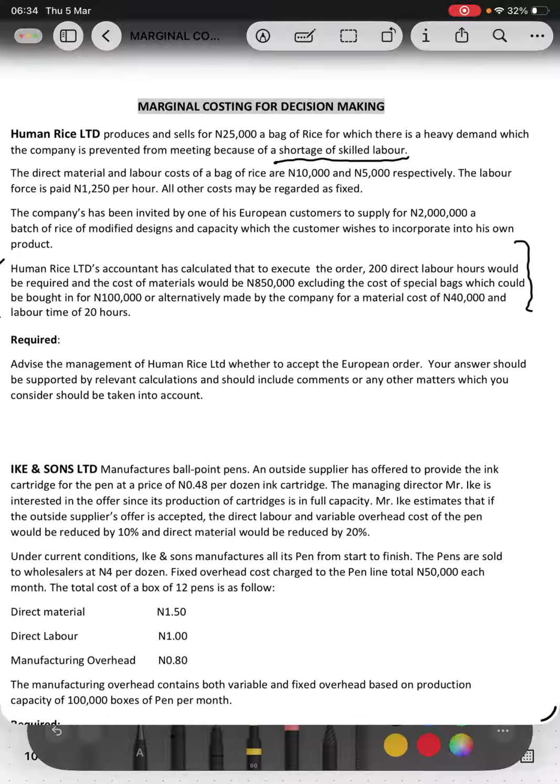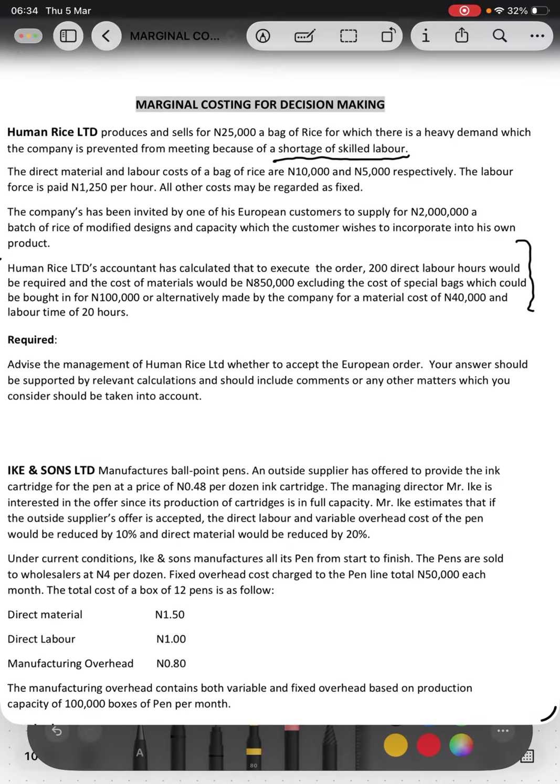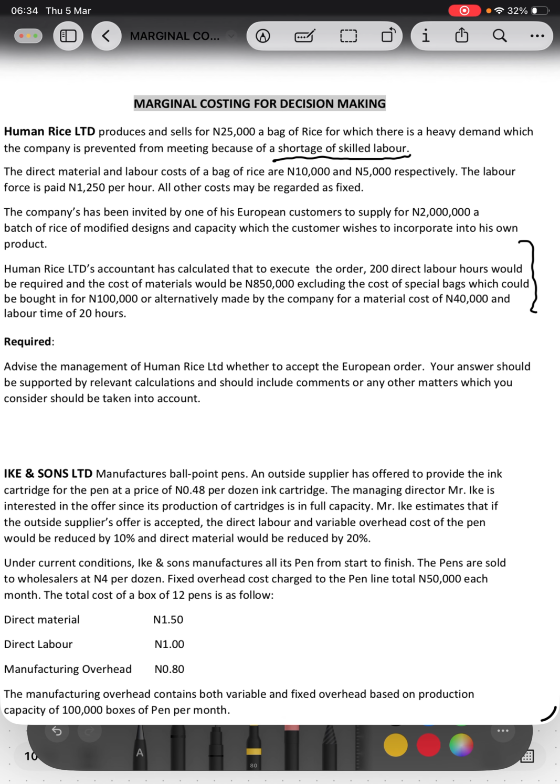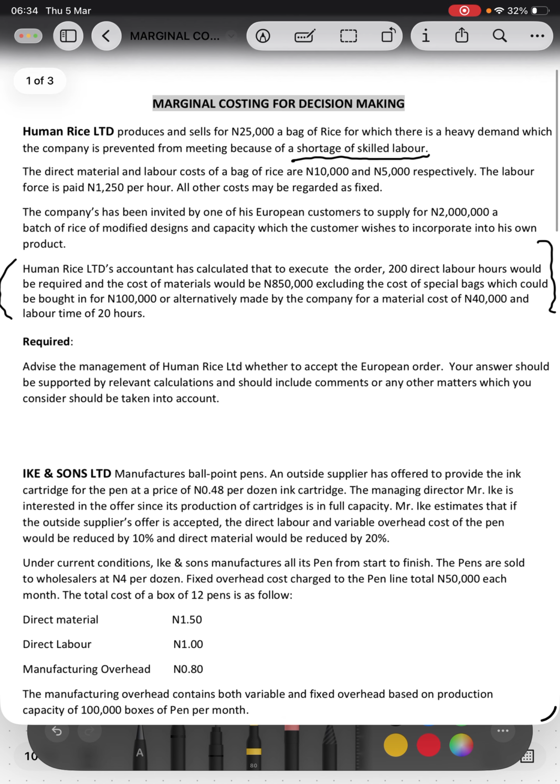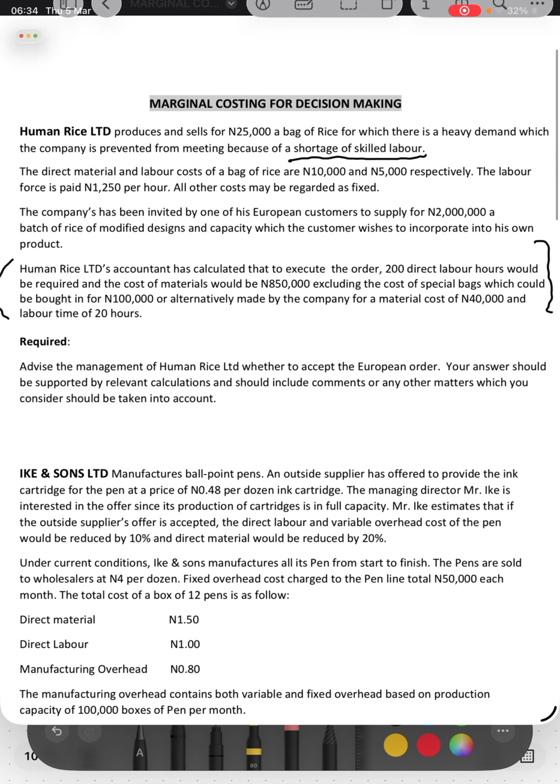The company has been invited by one of its European customers to supply for 2,000 naira a batch of rice of modified design and capacity which the customer wishes to incorporate into his own product. Human Rice Limited accountant has calculated that to execute the order, 200 direct labor hours will be required and cost of material would be 850,000 naira, excluding the cost of special bags which could be bought in for 100,000 naira or alternatively made by the company for a material cost of 40,000 naira and labor time of 20 hours required.